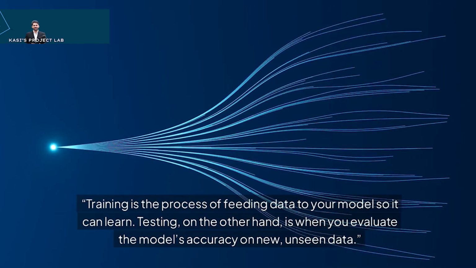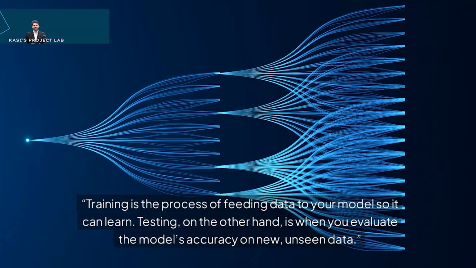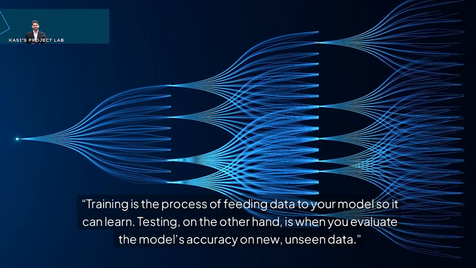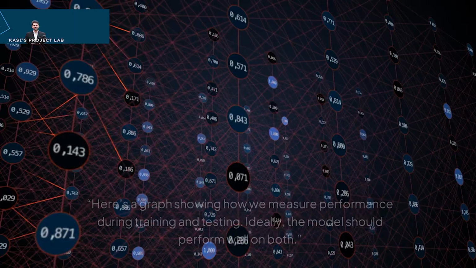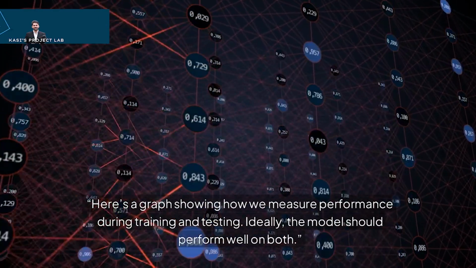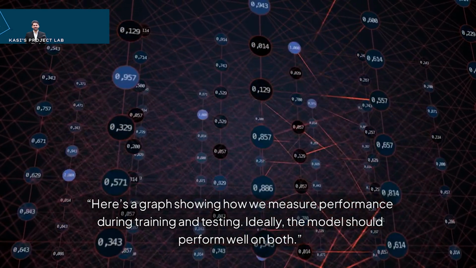Training is the process of feeding data to your model so it can learn. Testing, on the other hand, is when you evaluate the model's accuracy on new, unseen data. Here's a graph showing how we measure performance during training and testing. Ideally, the model should perform well on both.